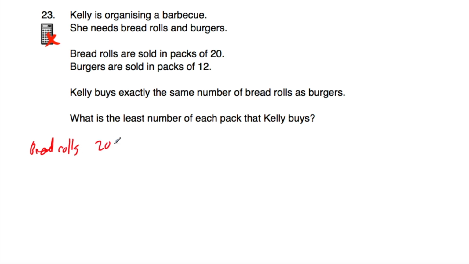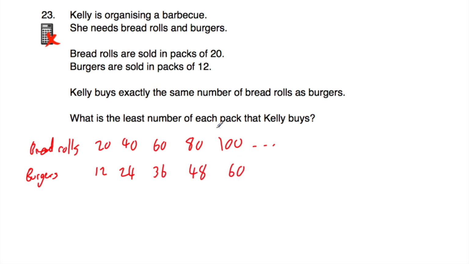she can buy 20, 40, 60, 80, 100 and so on bread rolls because they come in packs of 20. In terms of the burgers, she buys them in packs of 12, so she can buy 12 burgers or 24 or 36 or 48 or 60. Fantastic. So we're looking for the least number. Now it has to be the same number. She buys exactly the same number, so that's going to be 60 because she can buy 60 bread rolls and 60 burgers, and that's the lowest number of bread rolls and burgers she can buy.